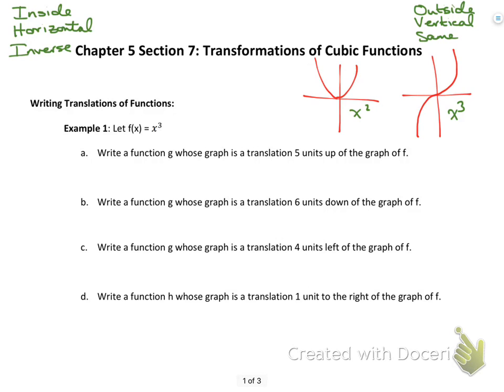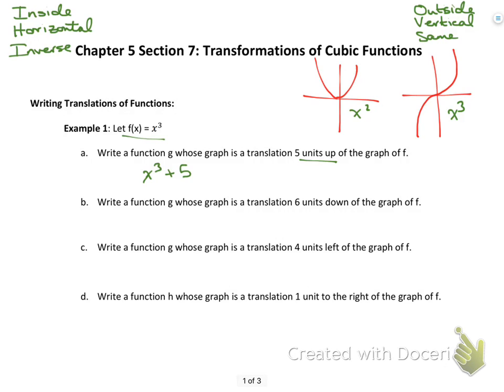Now we're going to write a function g whose graph is a translation 5 units up. Remember, up is vertical, so it's outside. So when it's vertical, you write the equation first that you start with, and then you put the transformation wherever it goes. Because it's 5 units up, it goes in the back. So it's x cubed plus 5 because it's positive, it's going up. It does exactly what you'd expect it to do.